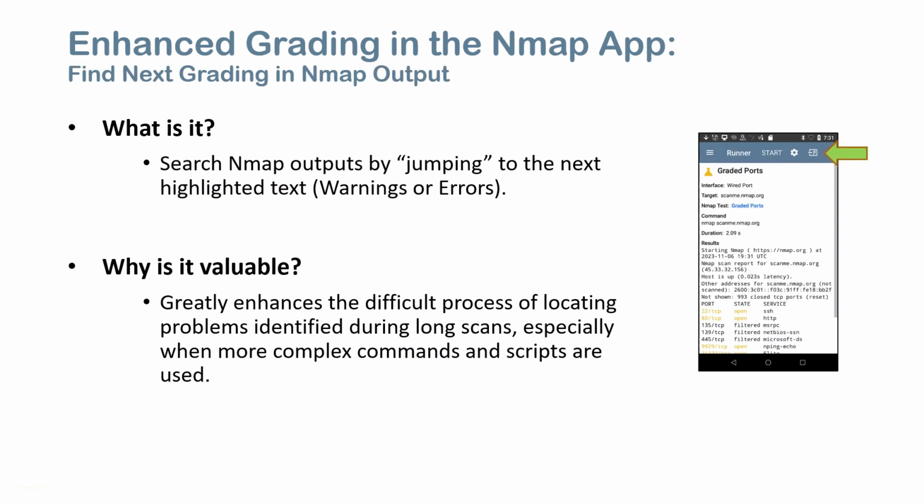So let's talk about the other piece. Find next grading in Nmap output. So what is it? You can search Nmap outputs by jumping to the next highlighted text, either a warning or an error. So why is this valuable?